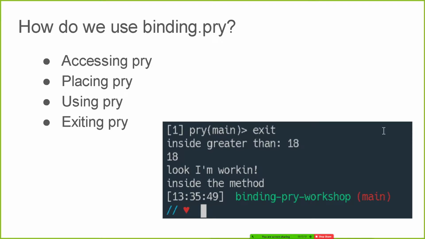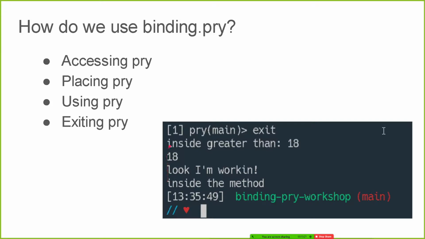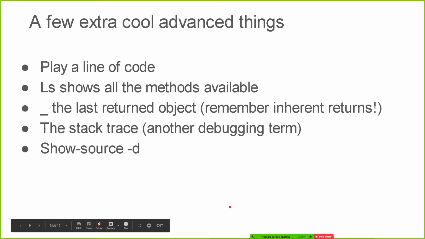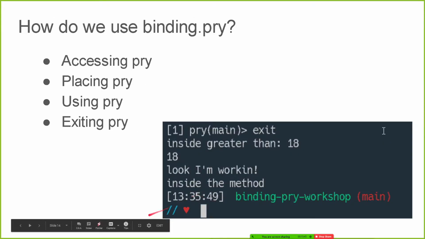And then how to exit, it's really simple. You literally just type exit, and then it will evaluate the rest of the code. So these are all puts that happened after the binding. It pauses, lets you look around. When you're done, you hit exit. It finishes the program and then returns you back to your terminal. Any questions on that?